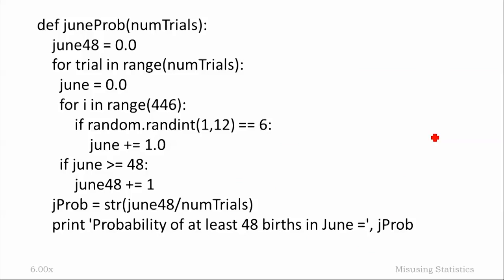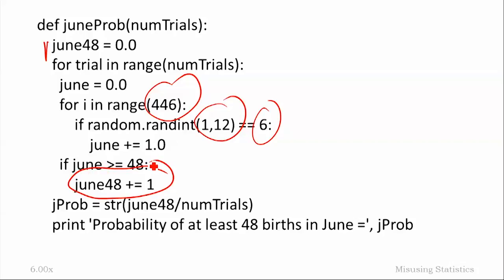All right, here's the code. June probability. As always with our simulations, we have a number of trials. And we're going to look at the number of times we get 48 or more women born in the month of June. So we'll look at 446 women. We'll choose a random number from 1 to 12. If it's 6, the month of June, we'll increment the number of women born in June by 1. And if at the end of the trial it was at least 48, then we'll increment June 48 by 1. And when we're done, we'll compute the probability as usual by dividing by the number of trials, and then print the result. Let's see what happens if we run it.